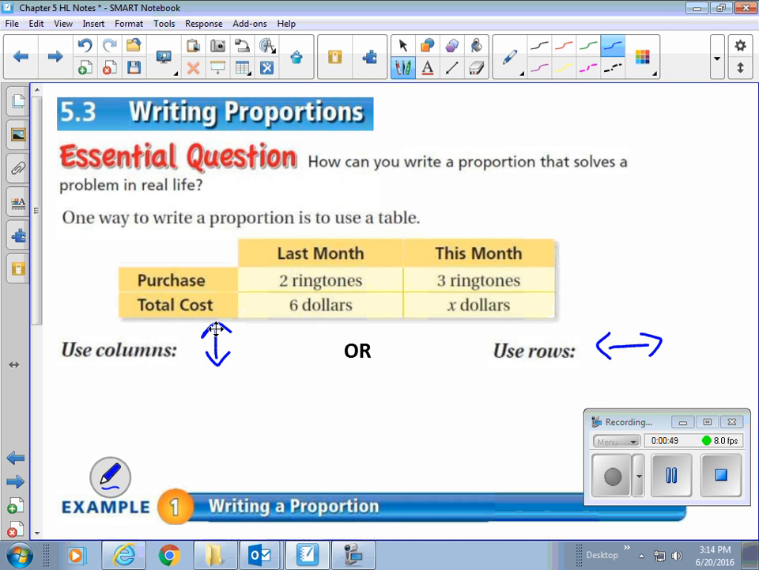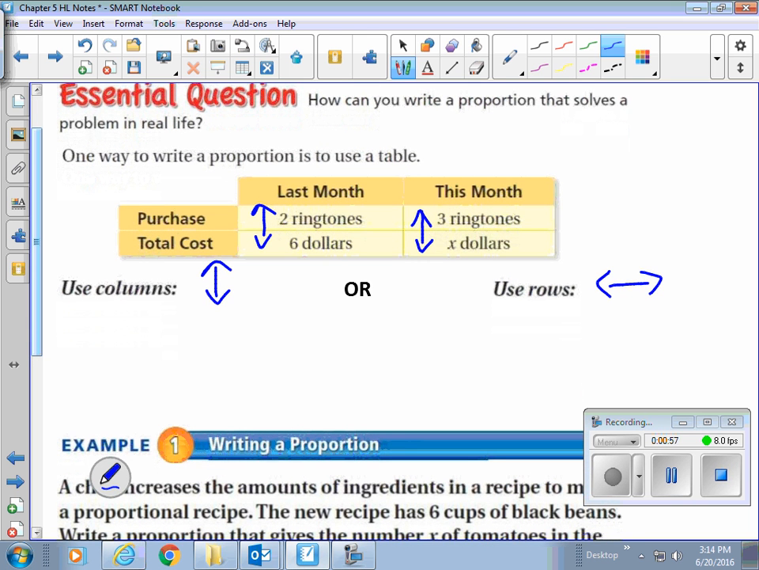So looking at my columns, my up and down, I could say that I have a ratio of 2 ringtones cost me $6, and my other ratio, 3 ringtones, cost me x dollars. So notice that I did ringtones, RT, over dollars. If you use ringtones over dollars for the first proportion, you must have ringtones over dollars for the second one as well, and we do. All right, in our proportions, the units have to match.